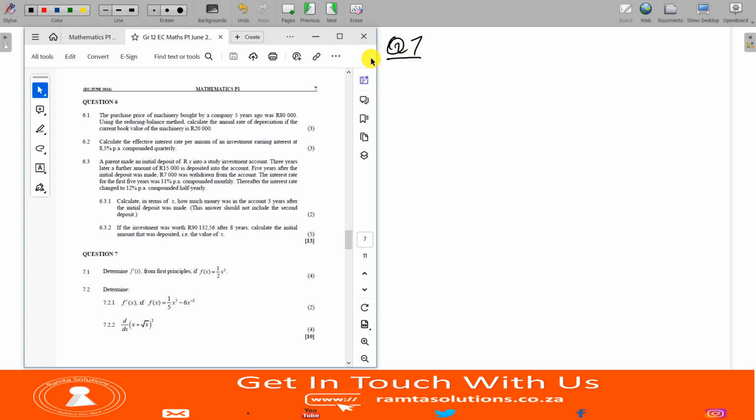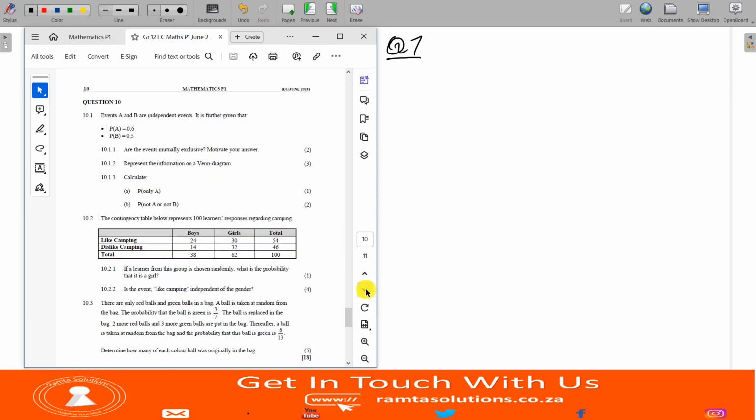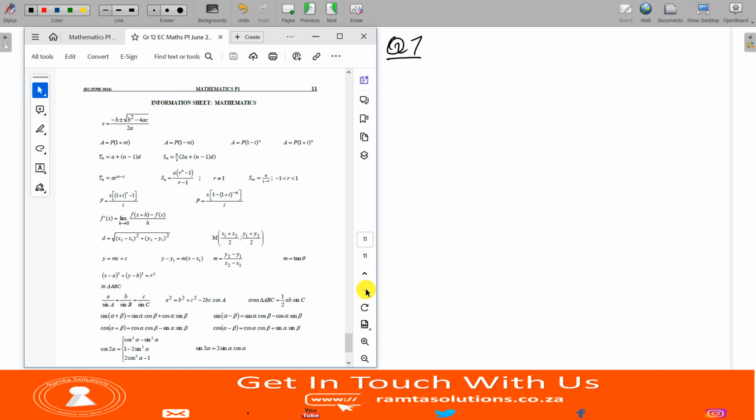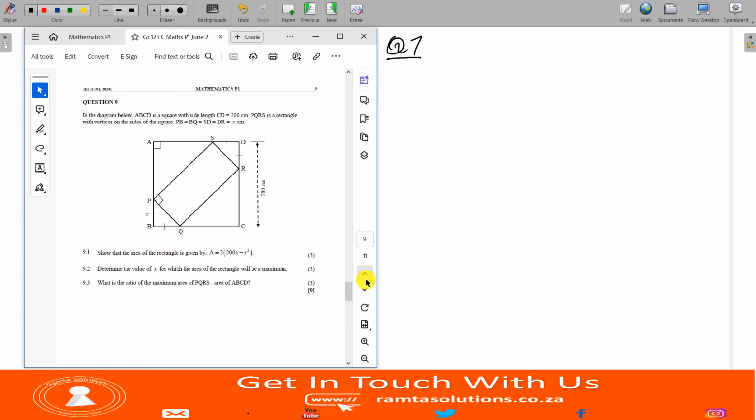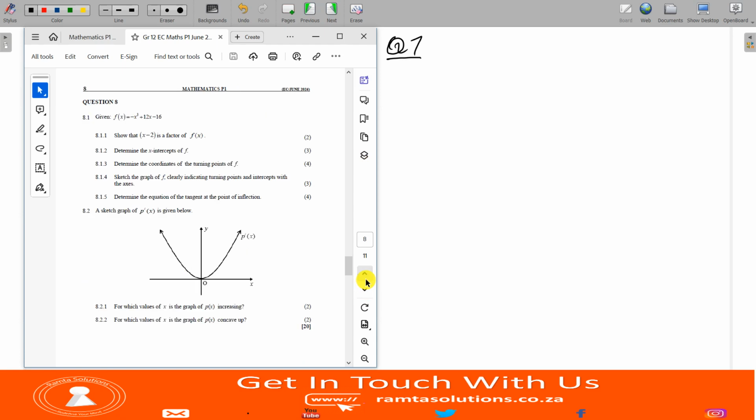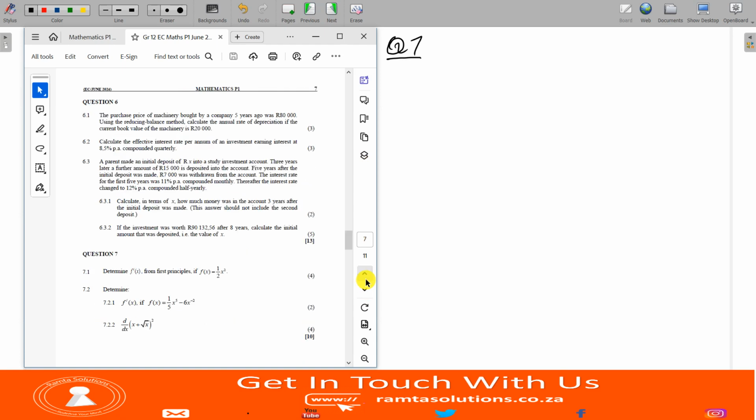Question 7.1 says, determine f prime x from first principles if f of x is equal to half x squared. I'm going to take you to your formula sheet so you see the formula that you need to use. This is the formula you need to use, but if you know it, you know it. By the way, for those using mobile devices, please rotate your screen for the best viewing. So 7.1, let's proceed.